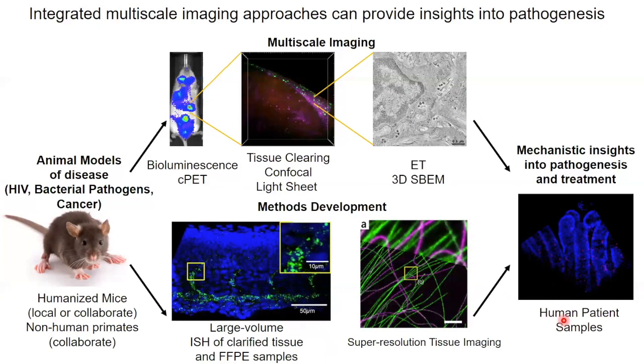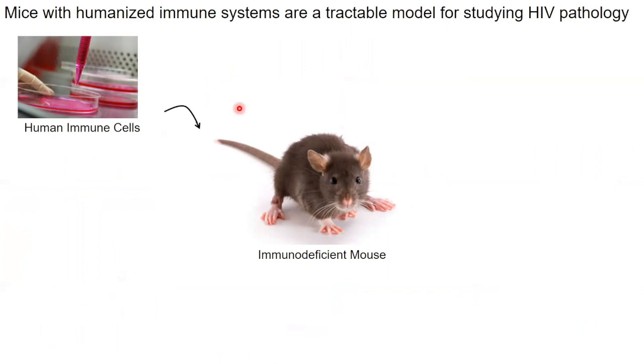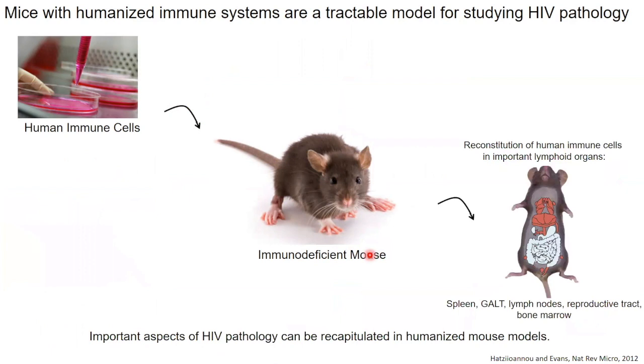So I'll just briefly tell you about our humanized mouse models, where we can take human immune cells and inject them into an immunodeficient mouse. Over the course of weeks to months, these animals will reconstitute a human immune system to varying levels, depending on which model you use. They reconstitute a human immune system in the spleen, the gut-associated lymphoid tissue, the reproductive tract, bone marrow, you name it.